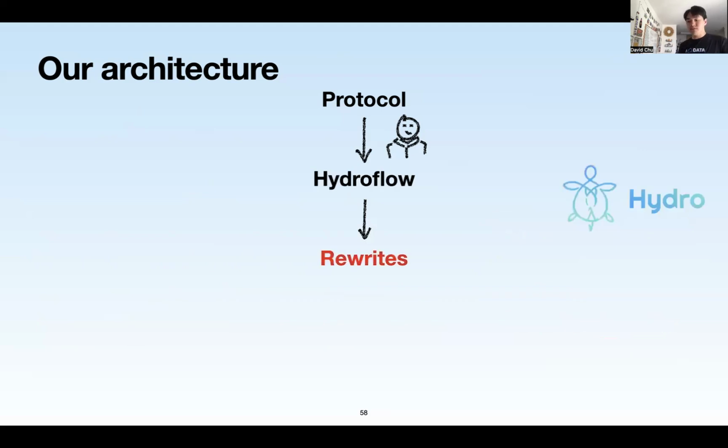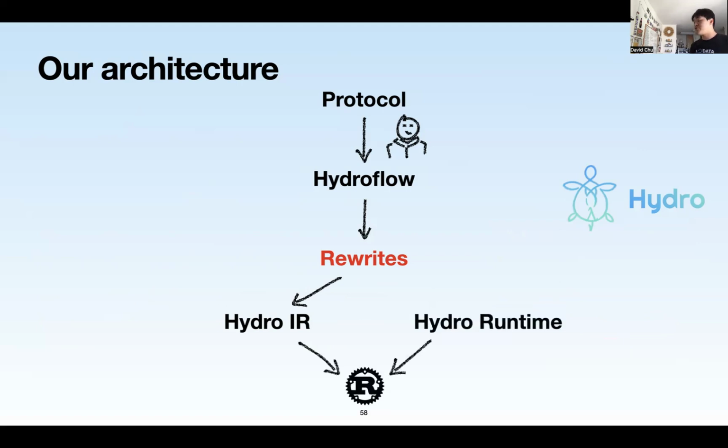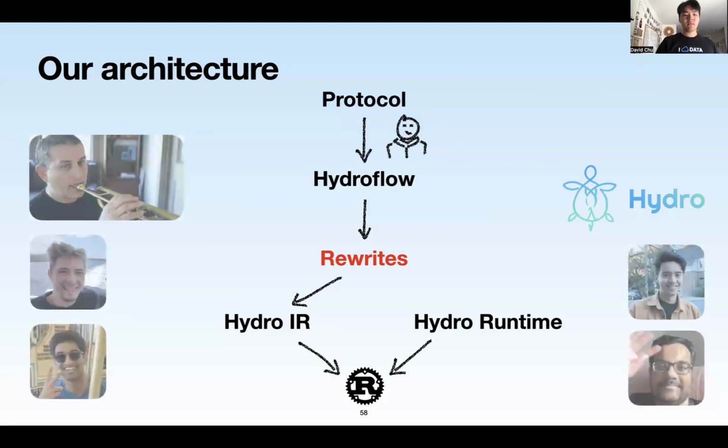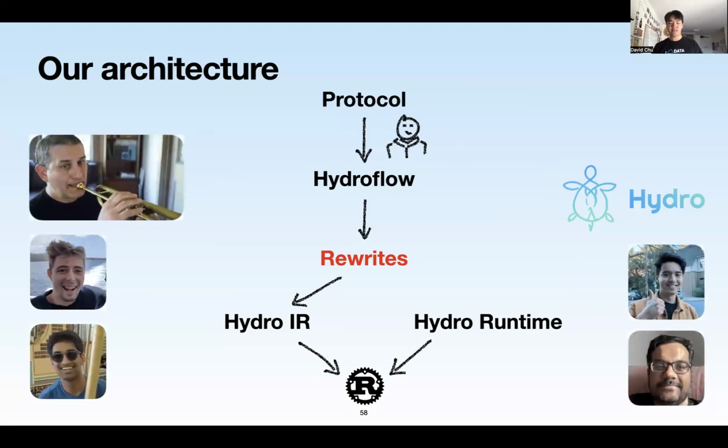Our DSL is HydroFlow, the language of Hydro, which is compiled down to this intermediate representation. And then there's this other thing called Hydro Runtime, which determines the scheduling of those dataflows and then compiles everything into Rust binaries. And then these can be deployed onto machines in the cloud. Here's all the people that I had the good luck of working with, and obviously my advisor Joe on the top left.